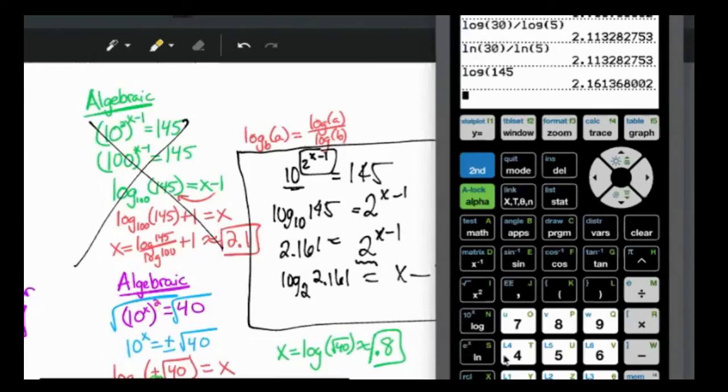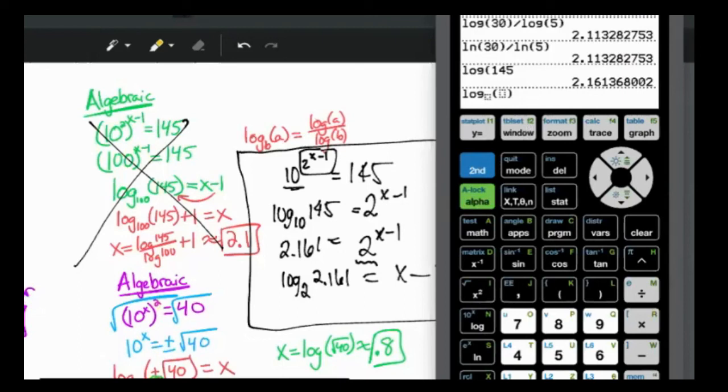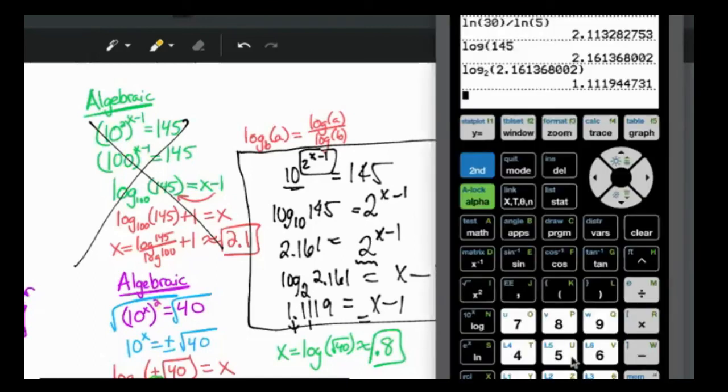So this one, if we do log base 2, this is where you have to do the alpha window and change to the log base format, or you could do the dividing method. So I'm going to do log base 2 of, and I want this answer, so I'm just going to go up and grab that answer. And then that should give me 1.111, or 1.1119 approximately. And then I just need to add 1 to both sides. Okay, so when I add 1, then that's how you get your 2.11 answer, which is what he got using the calculator and finding the intersection.